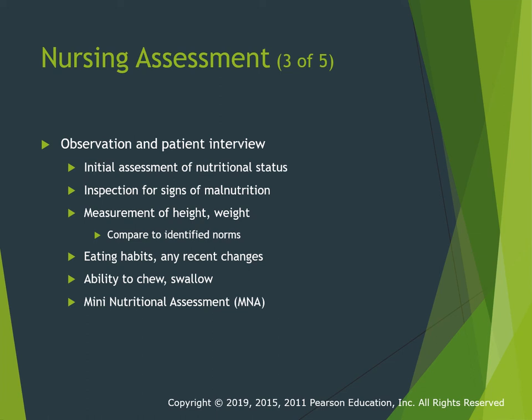Okay. So when we're looking at observation and the patient interview, we want to look at the initial assessment. They need to be assessed on admission. Signs of malnutrition: their muscles are wasting, they're underweight, they're very bony, they've got pressure ulcers, or pressure injuries, which is the new term. We want to measure their height and weight and compare it to the normal levels of someone who is healthy. What is their eating habit? Can they chew? One thing that inhibits chewing is dentures. Do they have cavities? Do they have teeth? Do they have broken teeth? Do they have dentures? Are they fitting? Do they give them the chance to chew appropriately?